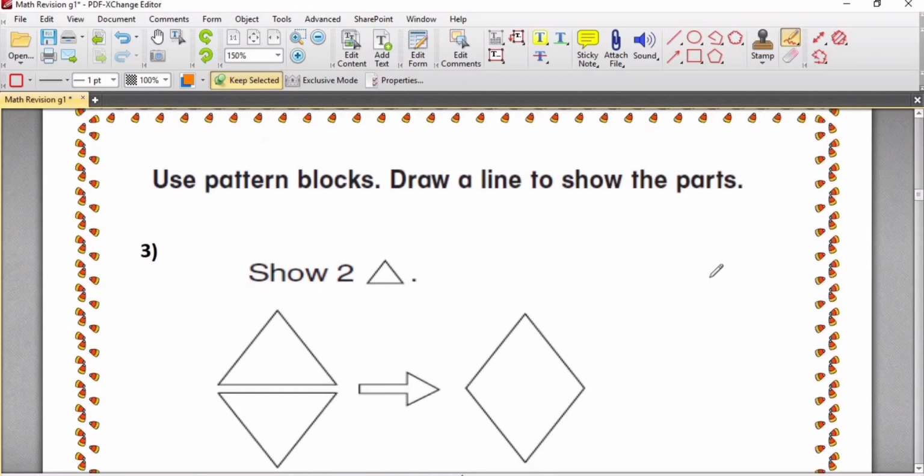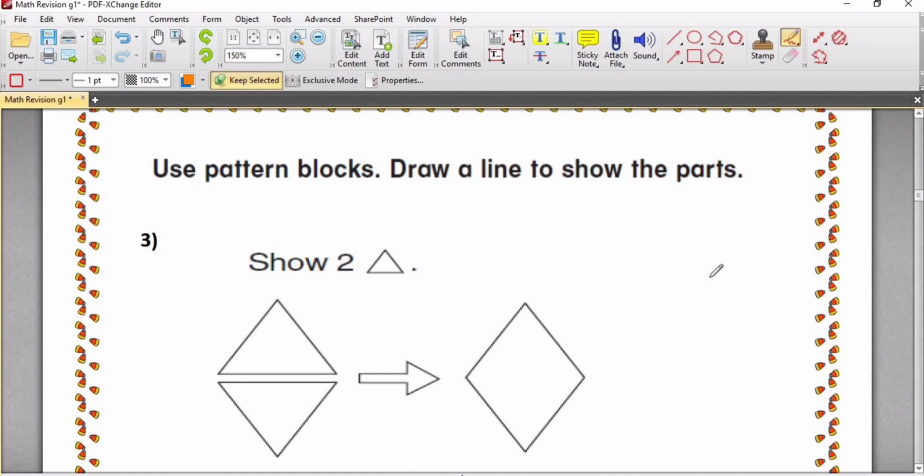Okay, this one is so easy. Here, he wants you to use the pattern and draw a line to show the parts. So here we will draw a line to show the parts. Here he asks you, show the 2 triangles. So we need to make a line to show the 2 triangles. Okay, so this diamond, we need to make a line to show these 2 triangles. So we will make the line from where? Super, we will cut it here from the middle. So let's make the line. Great job! Super, my dear.